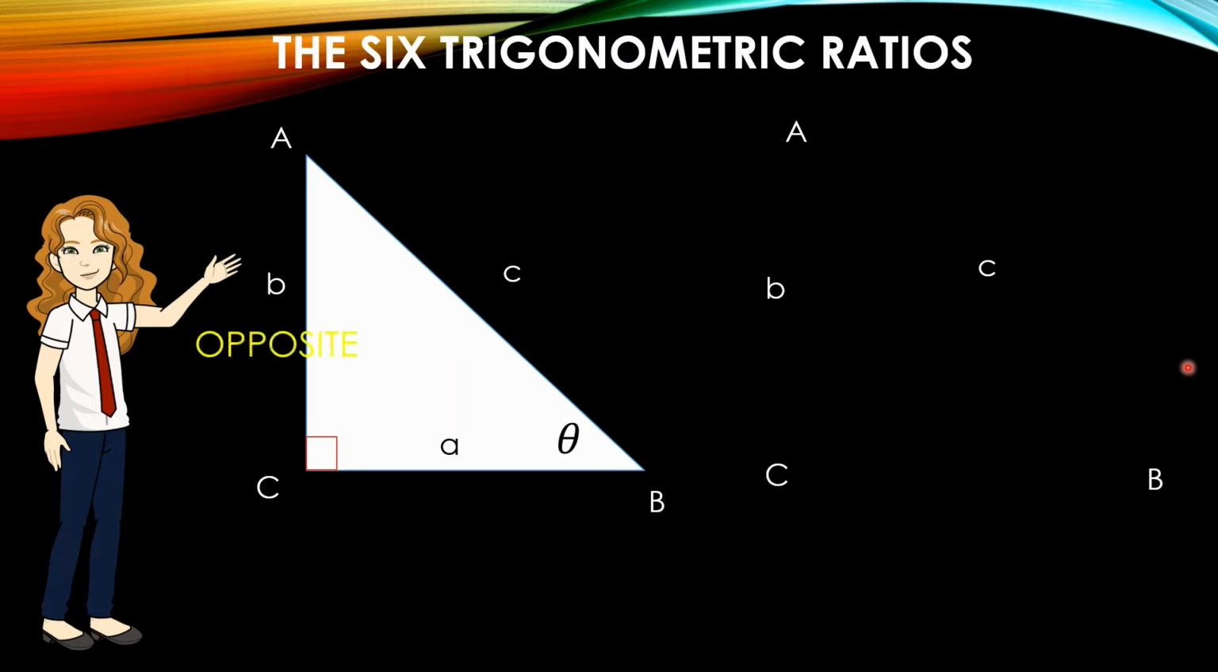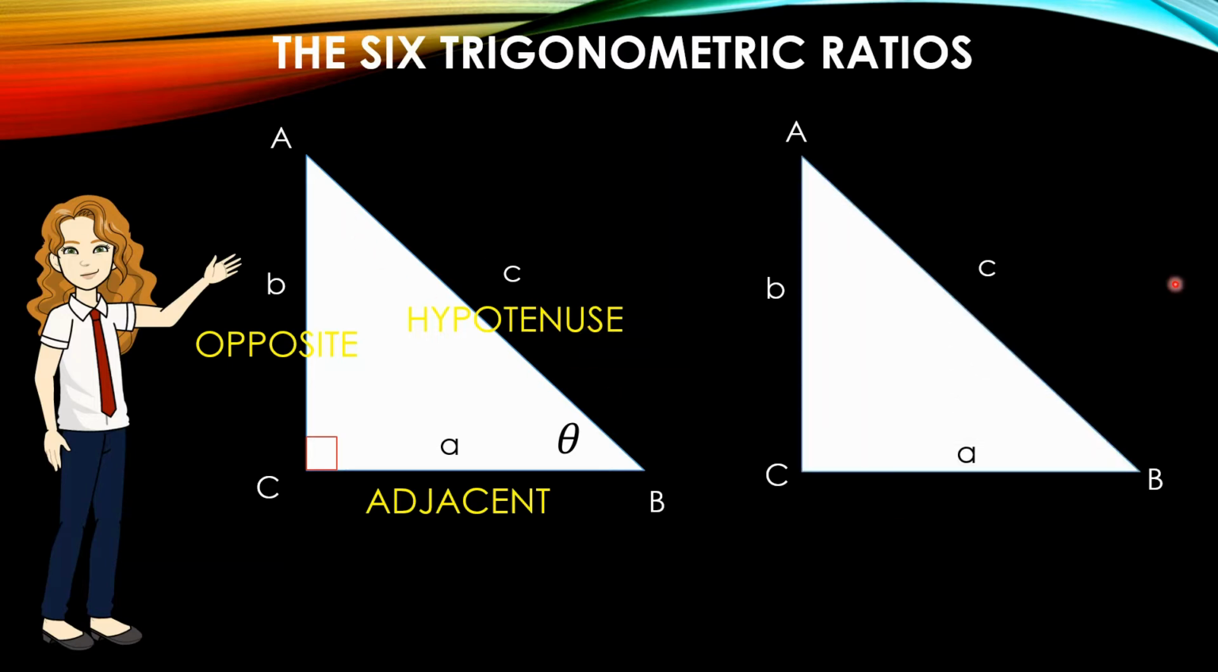Okay, if we have the given theta here, the given reference angle, if the reference angle is in angle B like this, so the parts of the right triangle are, this will become the opposite. Okay, that is the opposite. This part, we call it adjacent because it is adjacent to the reference angle. And this one is the hypotenuse.